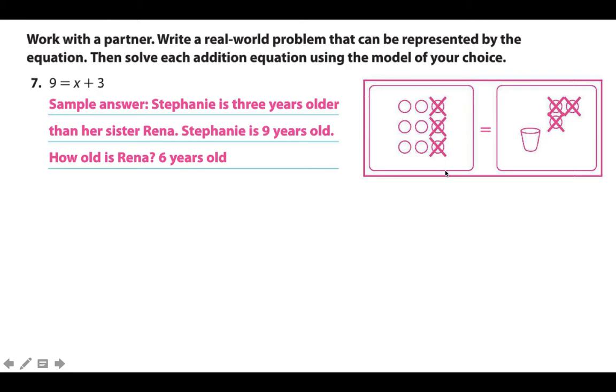So we take 3 counters away from both sides of the equation, and we can figure out what Raina's age is. Raina is 6 years old. 1 cup on this side by itself and 6 remaining counters on this side. So x is equal to 6. Now, if you weren't able to write your own word problem, use this as an example and come up with your own. You should still have the same model though.